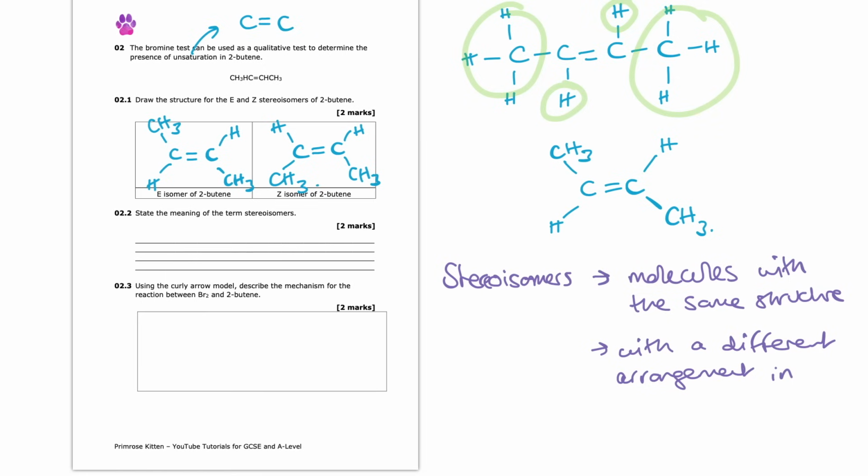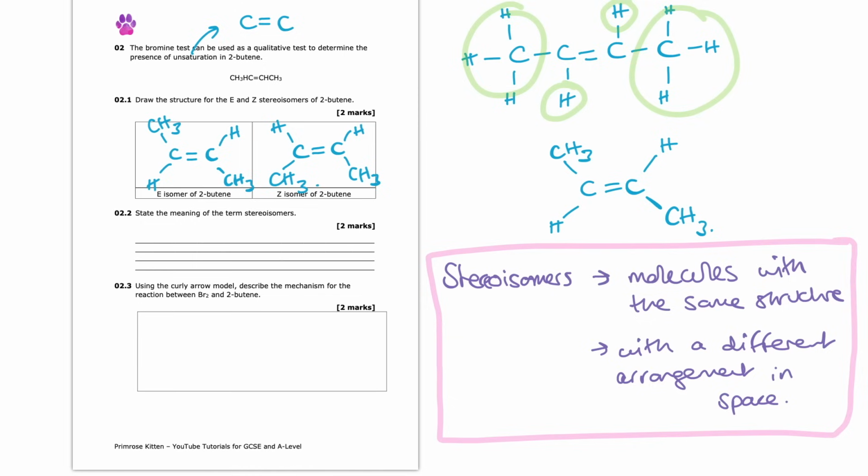In the second year, if you're a student that's currently in the second year of A-level, you'll be familiar with optical isomers as well, which are also an example of a stereoisomer. But that's our perfect definition for what a stereoisomer is.